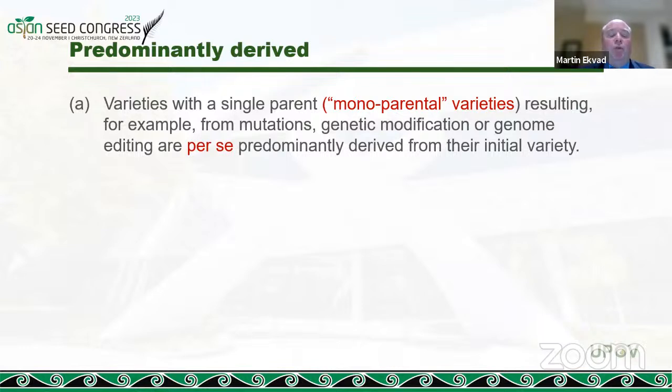And then when you have varieties with a single parent, so it's called a monoparental variety, resulting for example, from mutations or genetic modification or genome editing, they are per se predominantly derived from the initial varieties. And that is also clearly stated in the new explanatory notes.